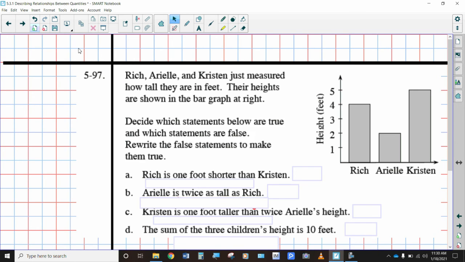All right, last problem. Rich, Ariel, and Kristen measured how tall they were in feet. Their heights are shown in the bar graph to the right. Decide which statements below are true and which statements are false. Rewrite the statements to make them true if they are indeed false statements.